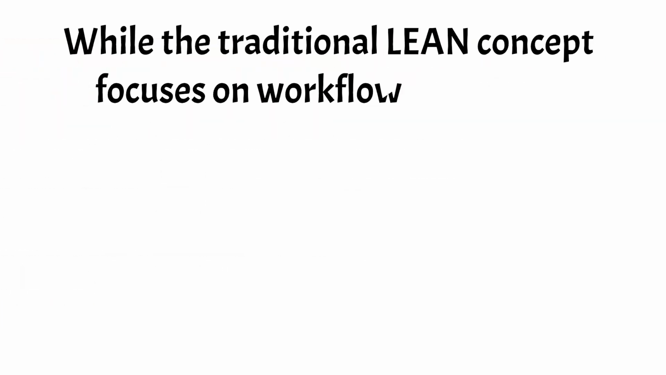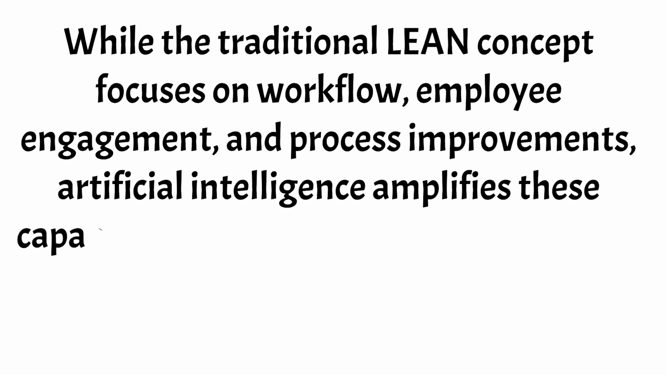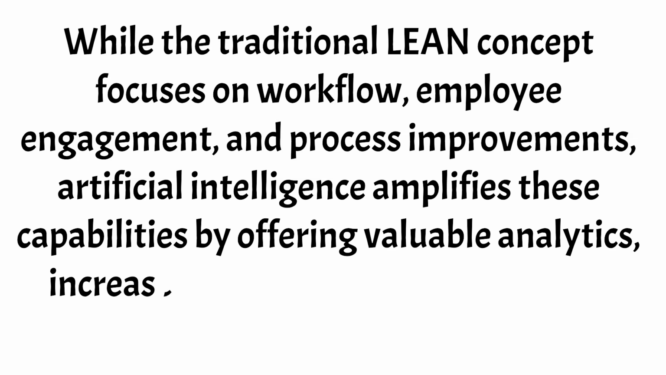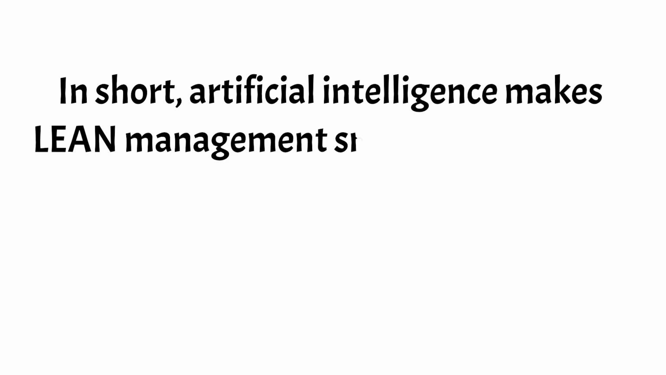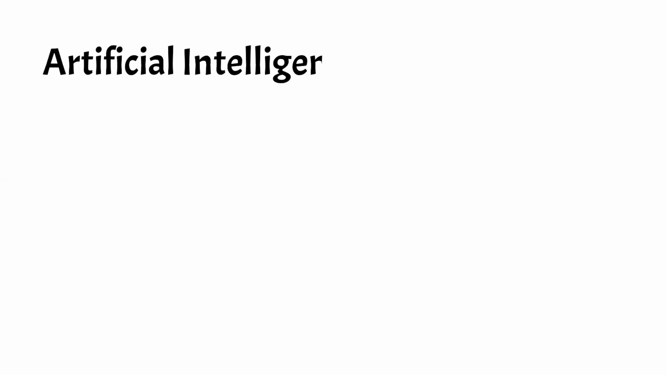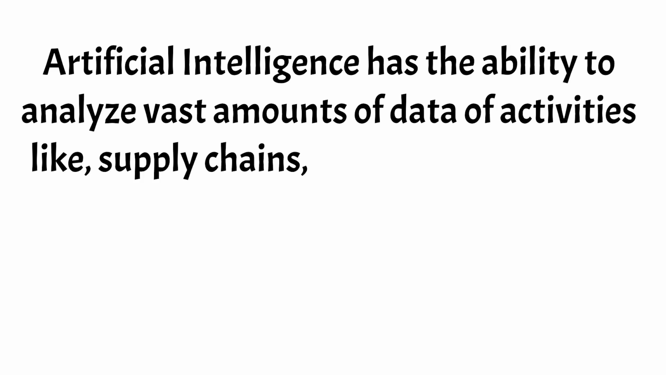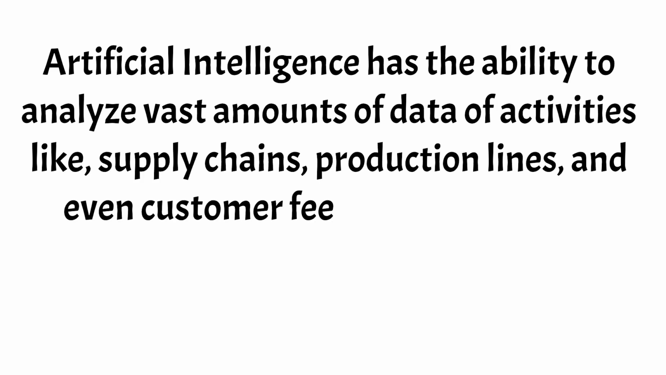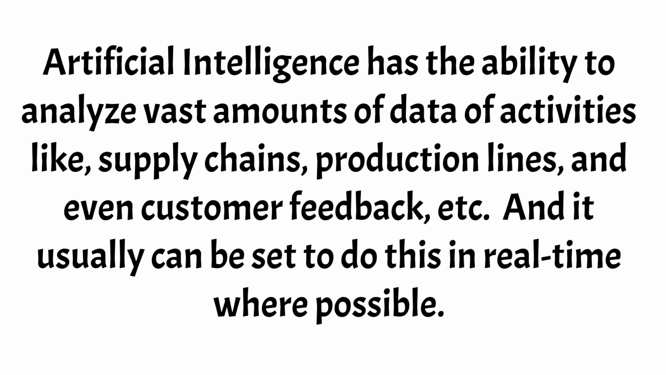How? While the traditional lean concept focuses on workflow, employee engagement, and process improvements, artificial intelligence amplifies these capabilities by offering valuable analytics, increased automation, and the idea of predictive decision-making. In short, artificial intelligence makes lean management smarter, faster, and potentially more scalable. Artificial intelligence has the ability to analyze vast amounts of data of activities like supply chains, production lines, and even customer feedback, etc. And it usually can be set to do this in real time where possible.